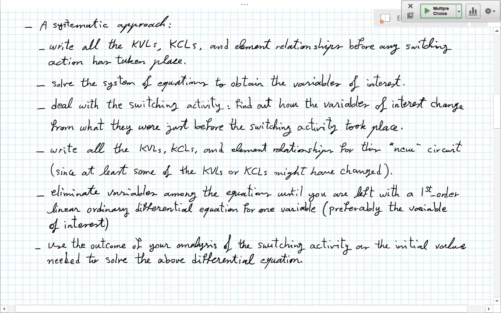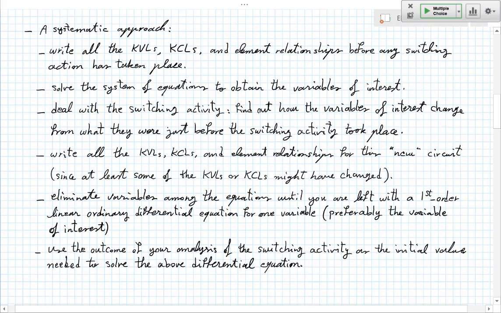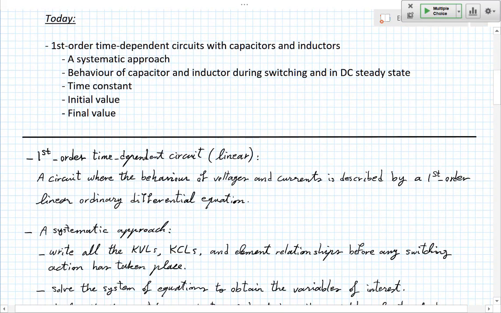Anything else? So this, and again, I don't mean this as a recipe. It's really something that, hopefully with practice, is just a systematic approach based on KVL and KCL. You will develop a natural ability to do this. You shouldn't need to go through this list and memorize it, but as a sort of guideline, here is what I meant.